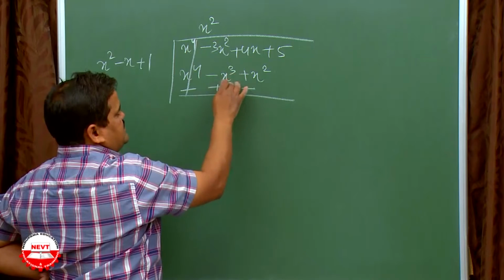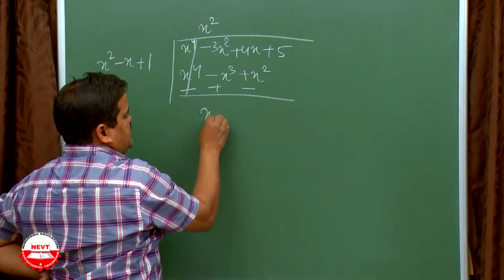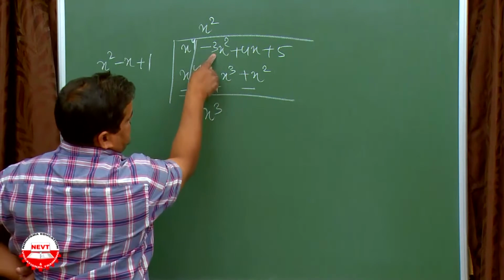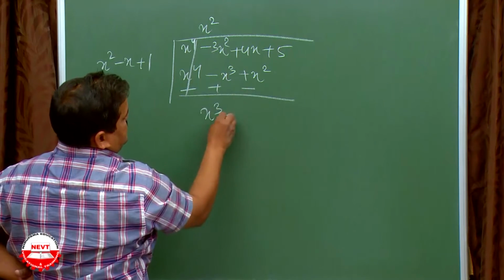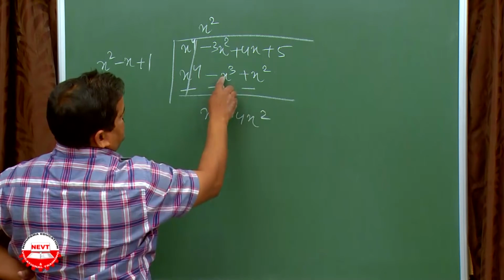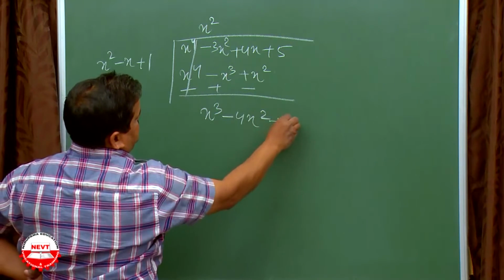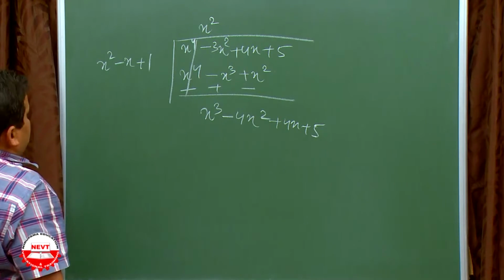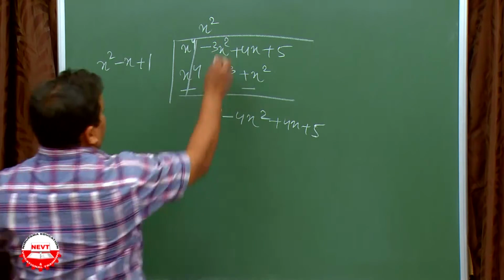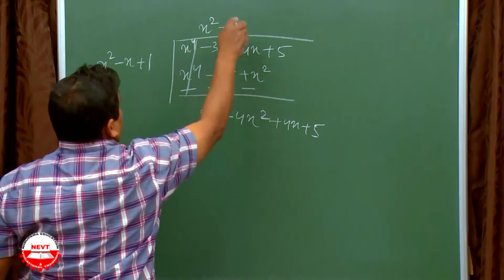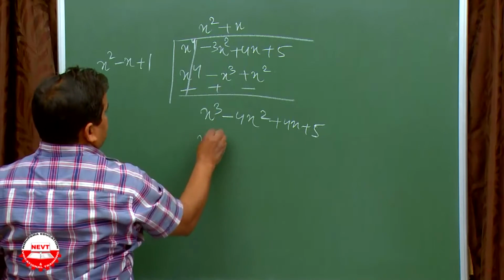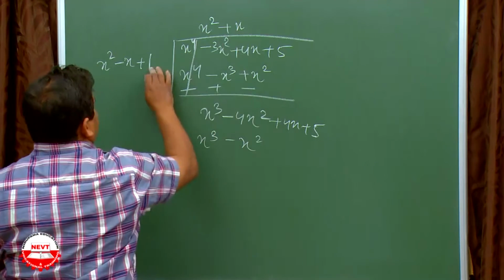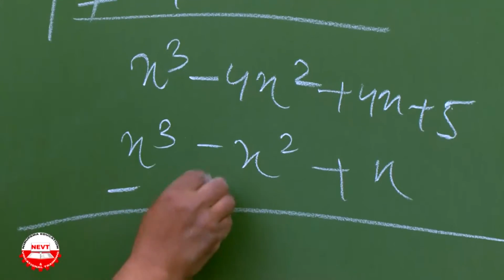So these are the terms that remain. But here this is the largest exponent, so plus x cube, write down x cube first. After that minus 3x square minus x square, minus 4x square. Then plus 4x plus 5. Now put x here, x cube. x into x square how much? x cube. x into minus x how much? Minus x square. x into 1 how much? Plus x. Minus plus minus.